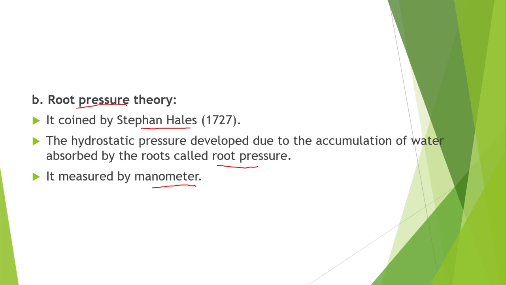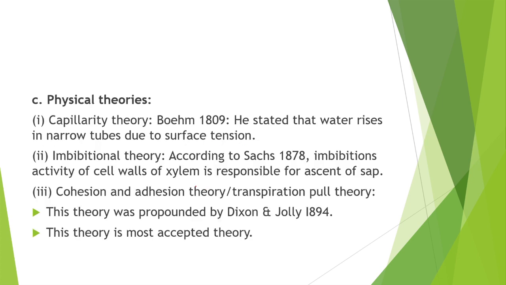Next is physical theories. First is the capillary theory. It was given by Boehm in 1809. He stated that water rises in narrow tubes due to surface tension. Next is the imbibitional theory. This was given by Sachs in 1878. He said that imbibition activity of the cell wall of xylem is responsible for the ascent of sap.